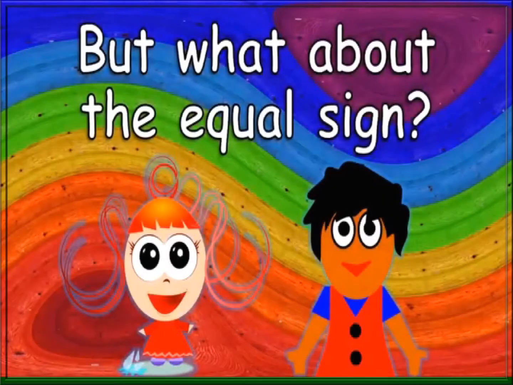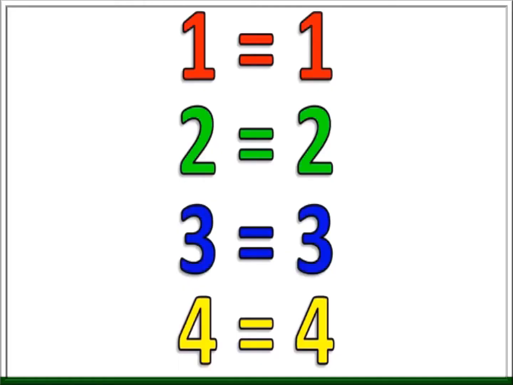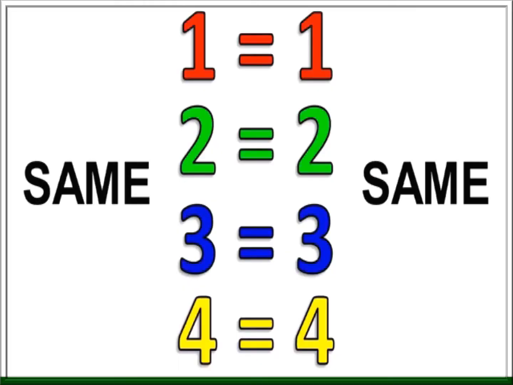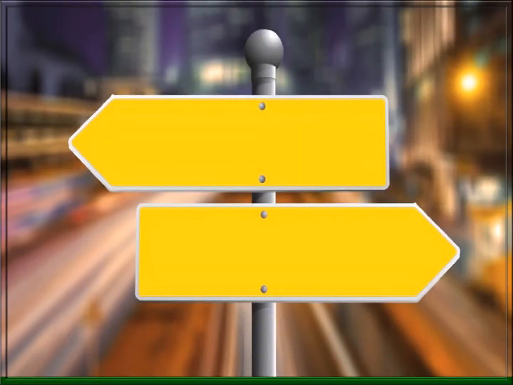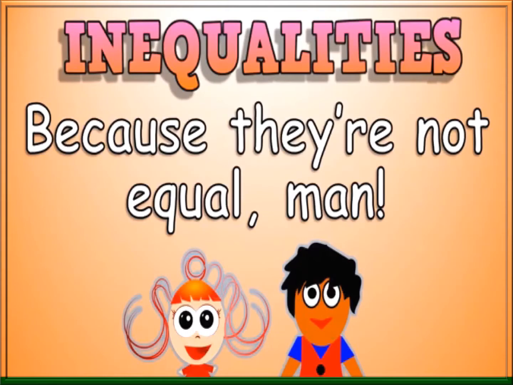But what about the equal sign? Now here's what it means when you see the equal sign. The value of the numbers is the same on both sides. But on the other hand, greater than and less than are called inequalities because they're not equal, man.